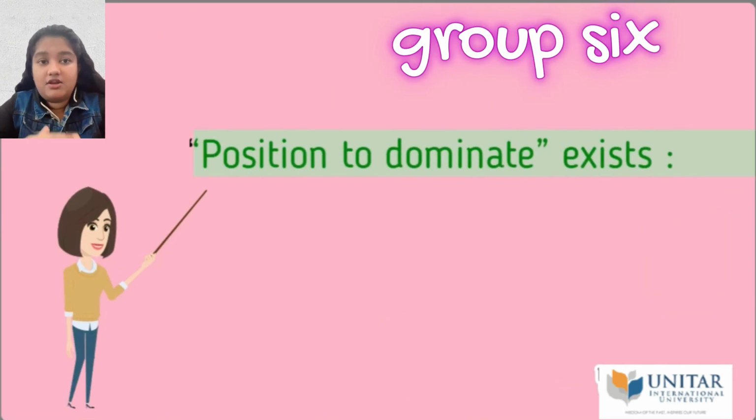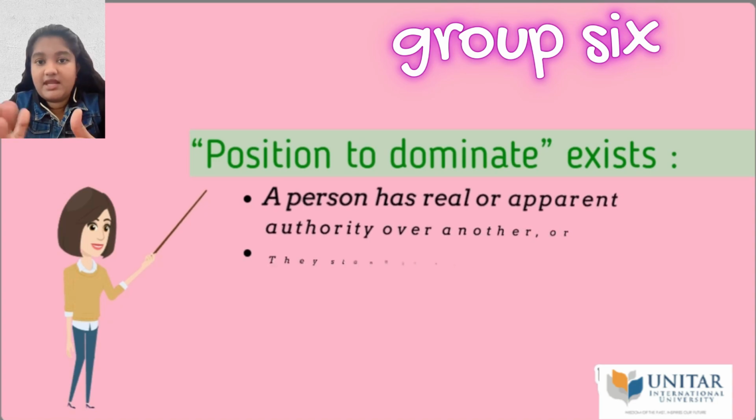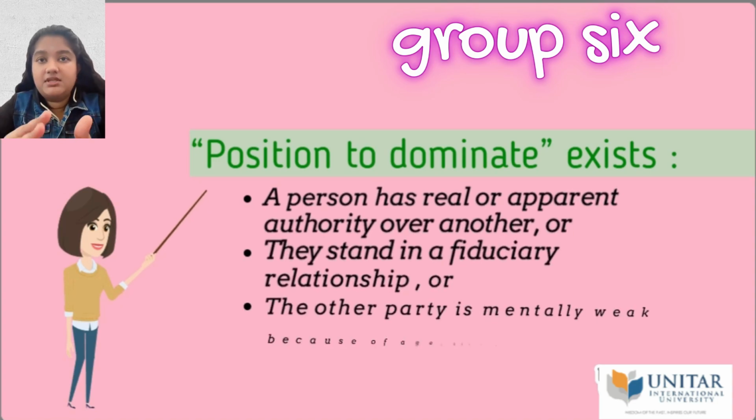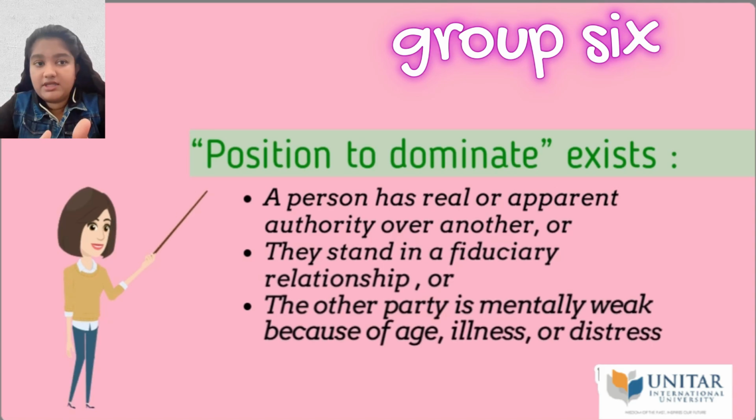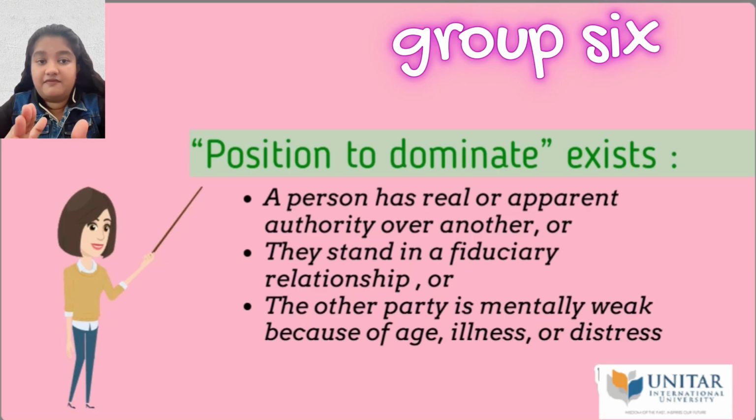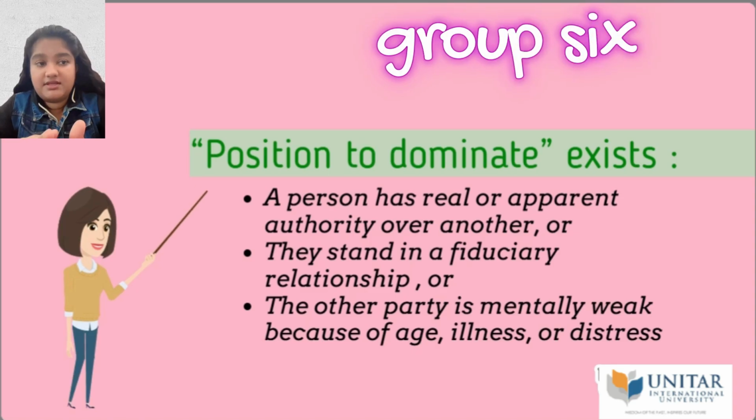And the law also says a position to dominate exists when a person has real or apparent authority over another. That is, Molly v. Loughnane says. And they stand in a fiduciary relationship. That is, Tate v. Williamson. And the other party is mentally weak because of age, illness, or distress.